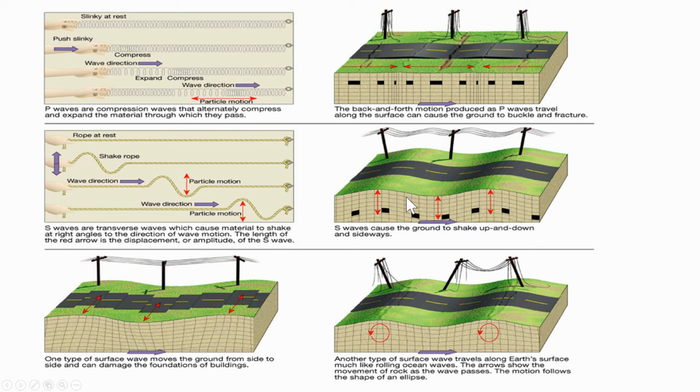you'll have these up and down motions of the earth. A surface wave could also go side to side. And so if it's going to the side, you can see how at least on this road some of it went to the right, some of it went to the left. And then sometimes these waves can even be circular and it can be more complex.